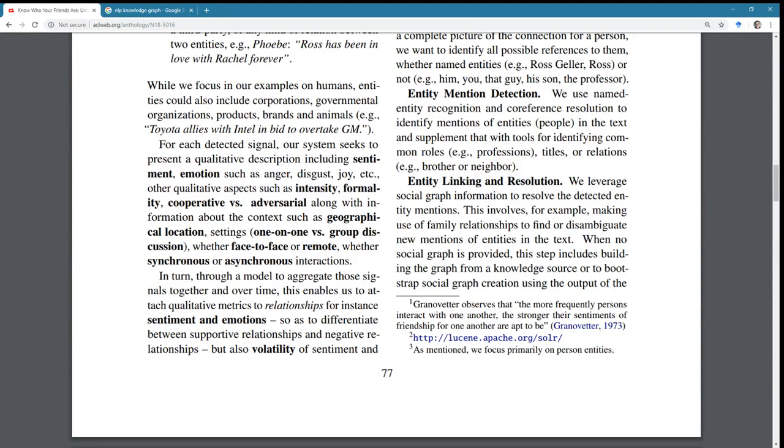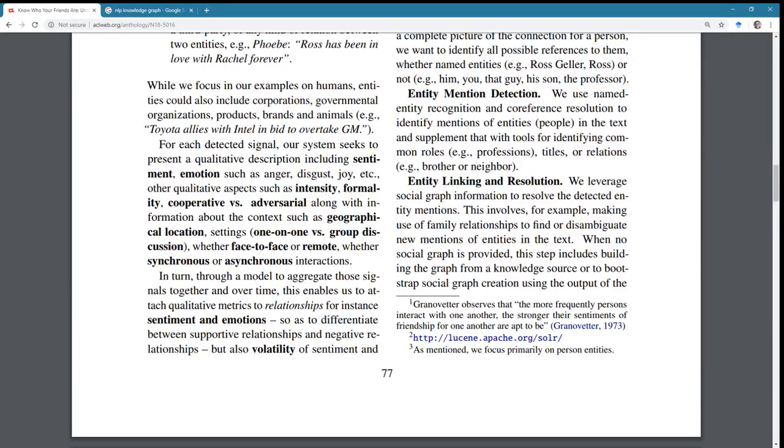For each detected signal, our system seeks to present a qualitative description, including sentiment, emotion, such as anger, disgust, joy, etc., other qualitative aspects such as intensity, formality, cooperative versus adversarial, along with information on the context, such as geographical location, settings, one-on-one versus group discussion, whether face-to-face or remote, whether synchronous or asynchronous interactions. Okay, so that's a lot of features.